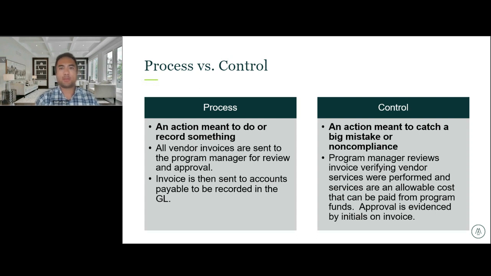On the very right side is a control, an action. Remember, a control is an action to prevent or detect an error, a misstatement, or non-compliance. The example that we provide is the program manager reviews the invoice by verifying vendor services were performed, the services are an allowable cost, and that it can be paid from the program funds. And then lastly, very important, the approval is documented by initials on the invoice. Remember, as auditors, we are looking for that approval to support that the control is in place and actually occurring. Without that documentation, the auditor would not be able to verify that the control is actually occurring. So it's really important to make sure that documentation is there.